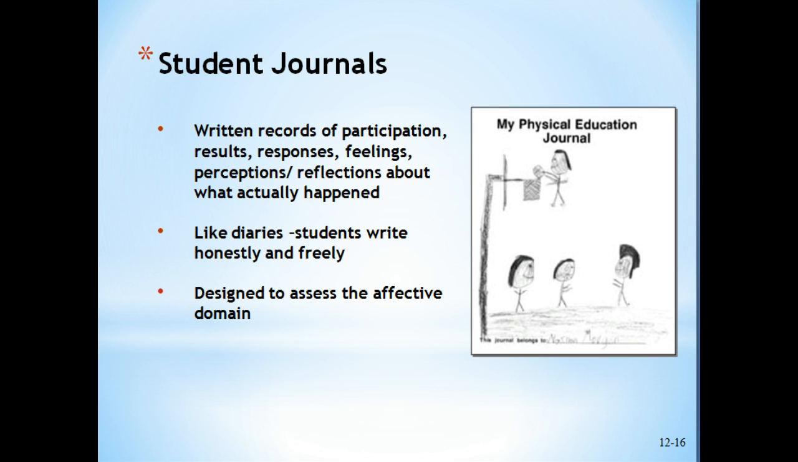Student journals are written records of participation, results, responses, feelings, perceptions, reflections about what actually happened. They're very much like diaries where students write honestly and freely. They're designed to assess the affective domain and nothing else. And there's another picture on this slide that shows you the cover of the journal for a student in a physical education class. Usually the journals are done over a period of time. It could be once a week for an entire grading period, 9-week or 6-week grading period. It could be every day of the week if they have physical education then. It could be once or twice a week.